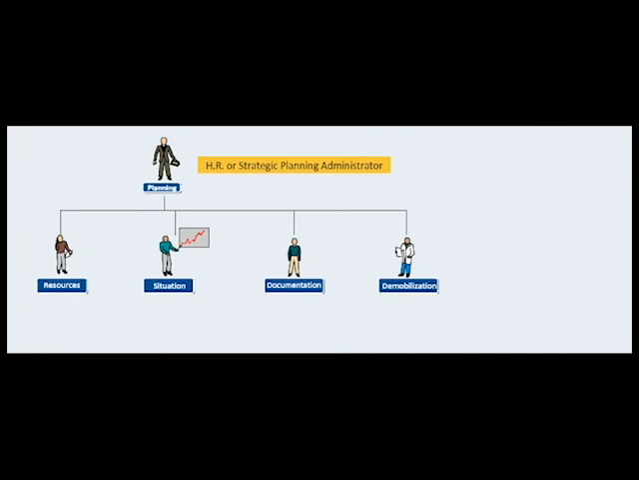There are 4 units in the planning section, each of which is directed by a unit leader. These include the resources, situation, documentation, and demobilization units.